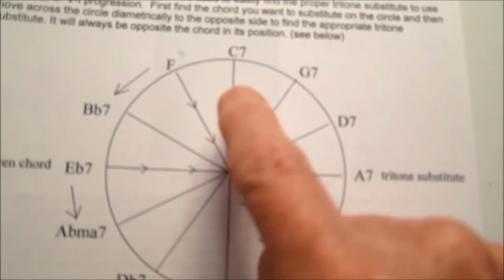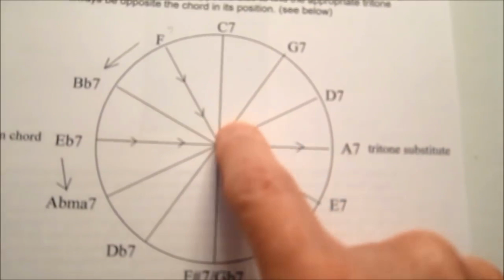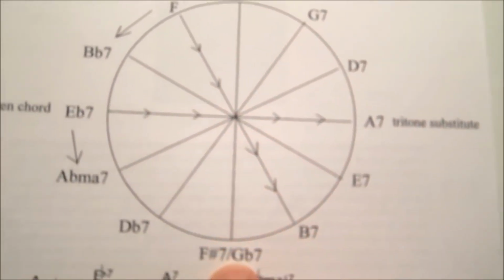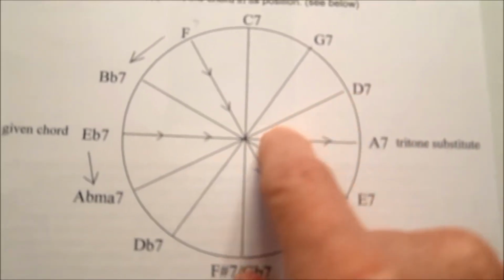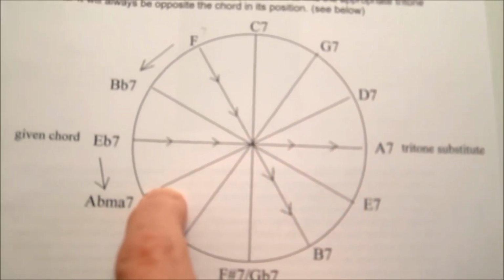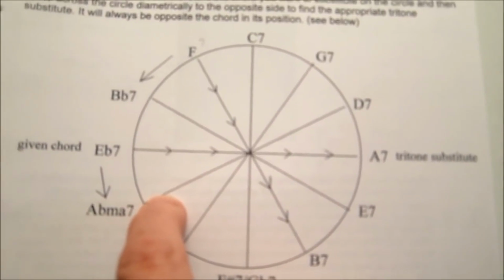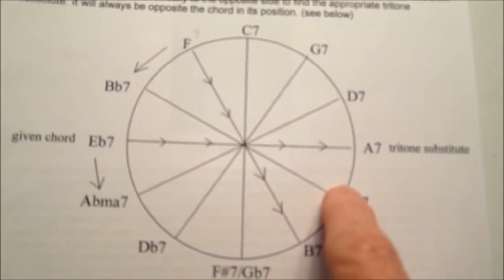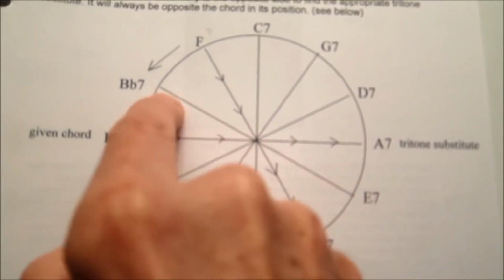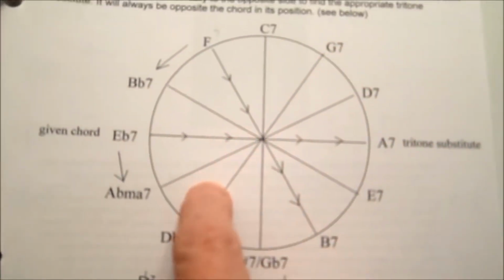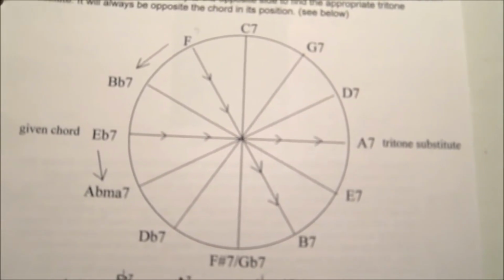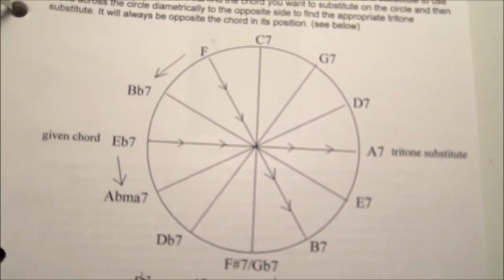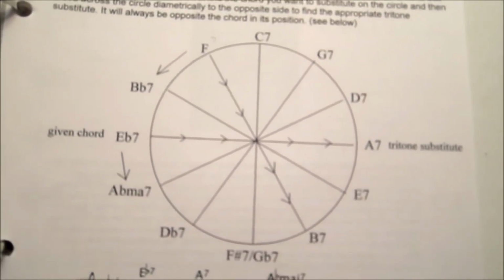So you can see this is the C7 in the cycle of fifths, and there's the F sharp there. Here's the D7 in the cycle of fifths, and here's the A flat there. It works perfectly. Here's the E7, and there's the B flat 7 there. In other words, when you go to the opposite point in the cycle of fifths, you will see the tritone working perfectly.